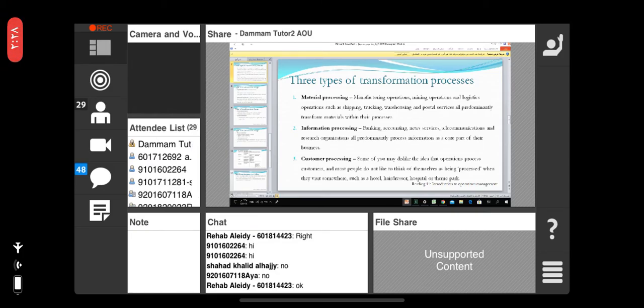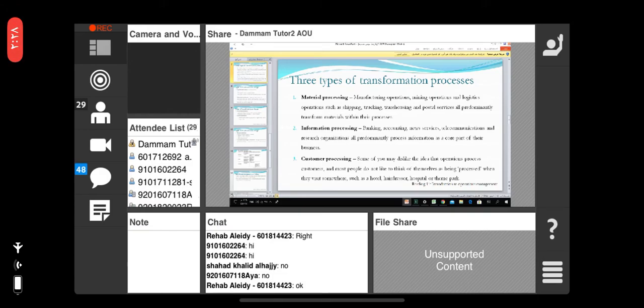And what's the difference between them? The transformation process and the transformational change. If you do a process, you have to make a change. If your customer is satisfied, you make a change, right? Before you satisfy your customer, what do you need to do? You need to make sure your process is going well.